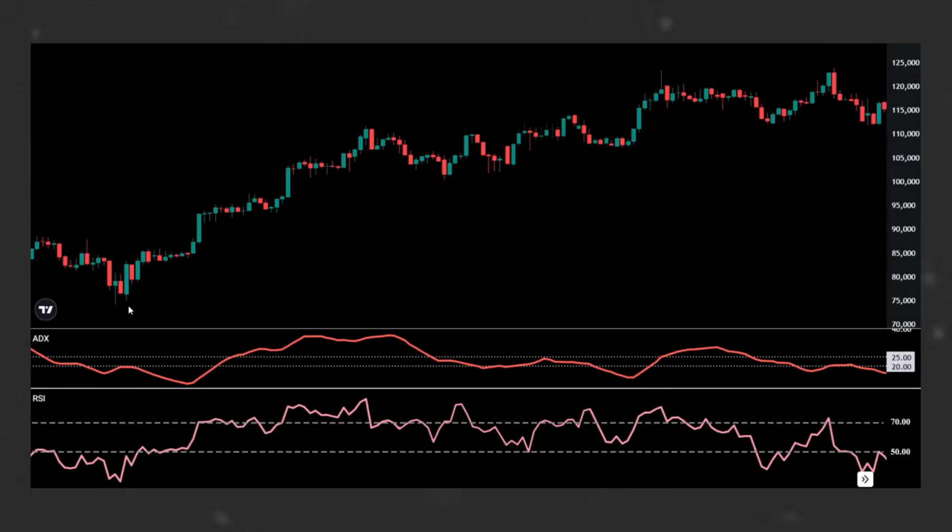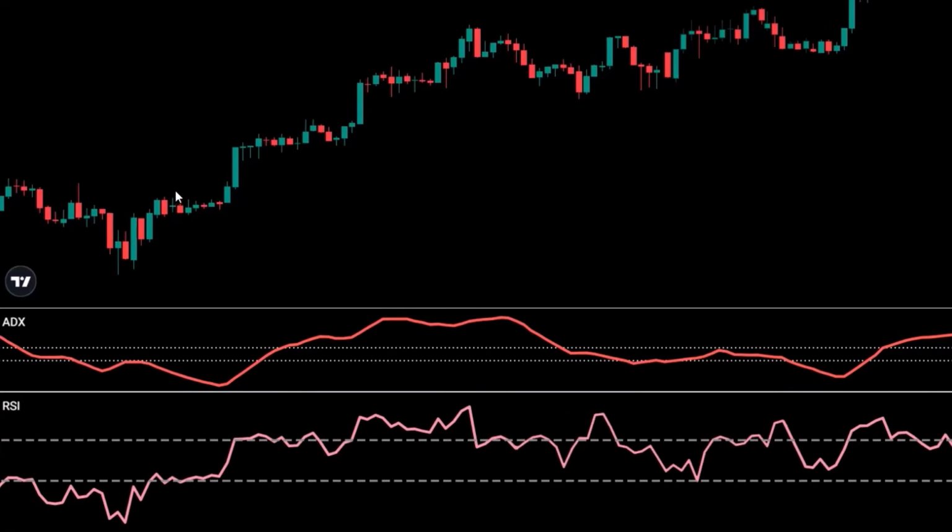First, notice what happens here. Price is clearly moving higher. We can see a series of higher highs and higher lows. That already tells us the market is in an uptrend. Now look at the RSI. You can see that RSI moved above 70 and stayed there for several candles. At the same time, ADX is above 25 and rising. This tells us the trend has strong momentum.